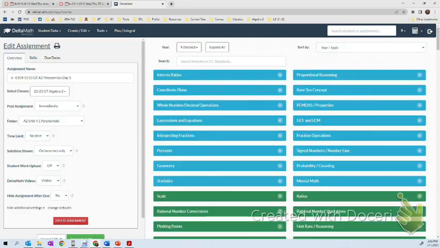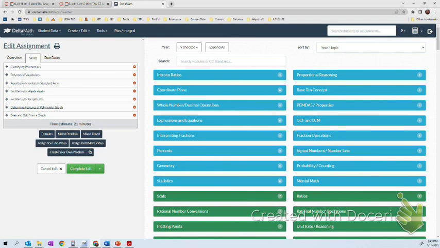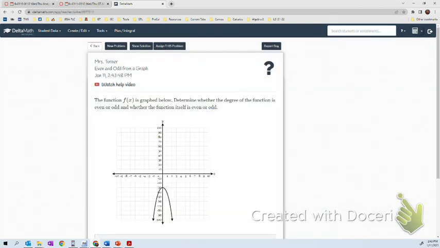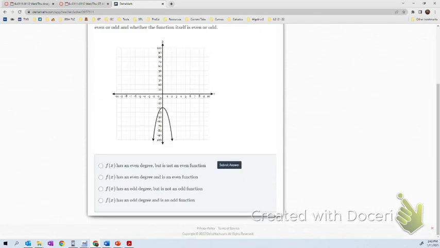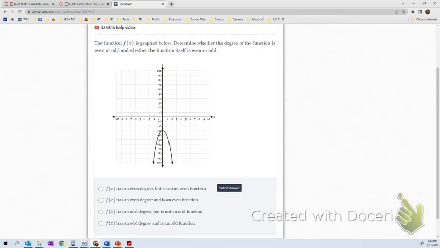So, this one, it says even and odd from a graph. I wanted you to practice whether it's even degree or odd degree. That's part of the question, but this question, they didn't have one that didn't also include, is it an even or an odd function? So you picked up a paper on the way in that, I don't have it.